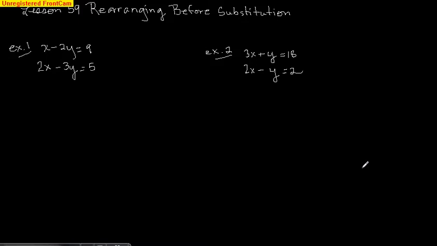Okay, this is our last lesson of the year, rearranging before substitution. Now we did substitution where one of these variables was already solved for, and we would just plug what the variable is equal to into where it needed to go. This time, what we have here are called systems of linear equations. There are two equations, and if we were to graph both of these equations, they would intersect at one point.